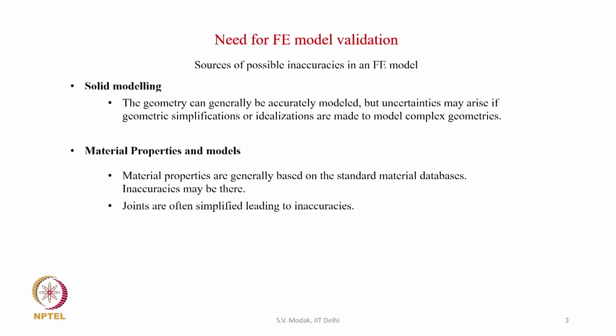Many systems have a large number of joints and different types of joints like bolted joints or riveted joints or spot welds. Therefore, if each joint has to be accurately modeled, then the model size will become very large. So, in order to keep the model size manageable, the joint models are simplified. One approach could be that the joints are completely ignored, right. They are modeled as if the structure is continuous, there is no joint.